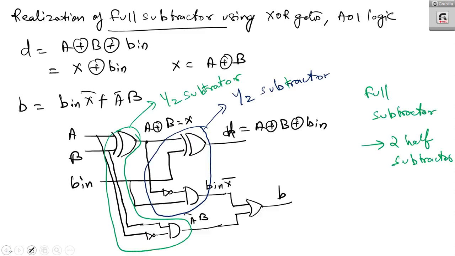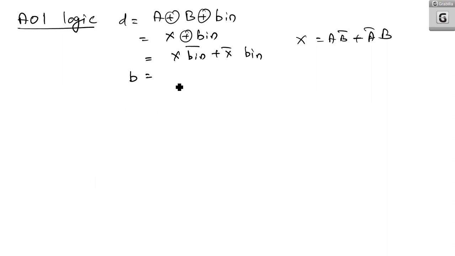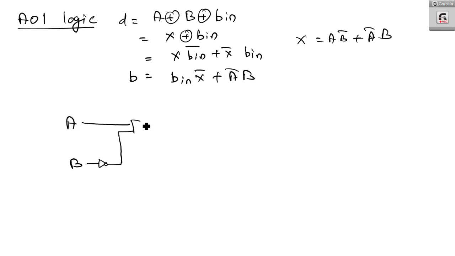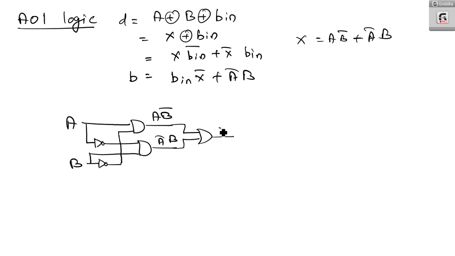Now what is borrow? Borrow I can take as B in X bar or A bar B. First you realize X. We have two inputs, A, B. B bar is there, so you have A B bar. Next one is A bar B. You AND it and you get A bar B, and you OR those two. If you OR those two, you will get X.